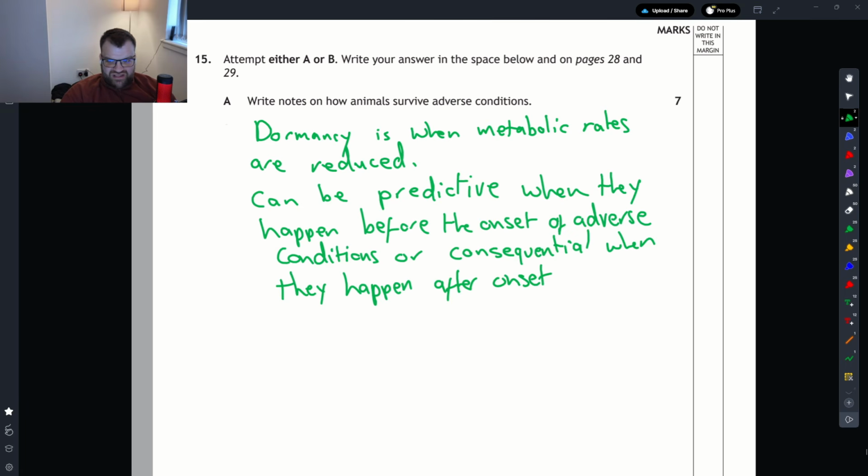Make sure we're saying it's the onset. It's not after the whole thing's been happening. It's after it started. Differences here.